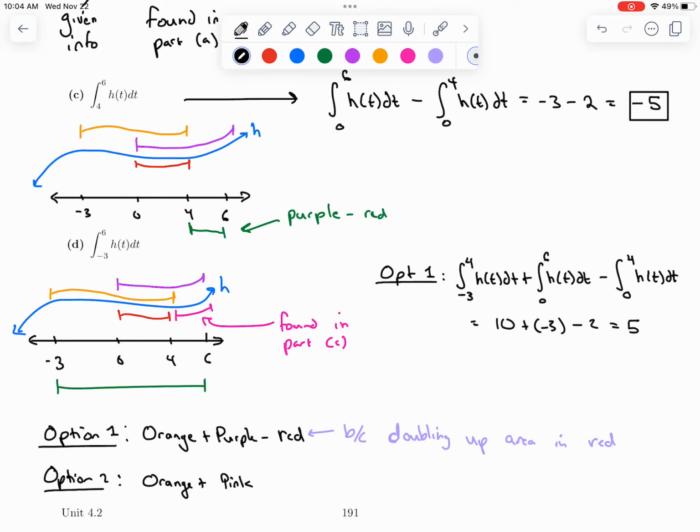And then option 2, you get the integral from -3 to 4 of h of t dt, plus the integral from 4 to 6 of h of t dt, which is going to equal 10 plus -5, which is what we found in part C, which also equals 5. Either way, it works out.